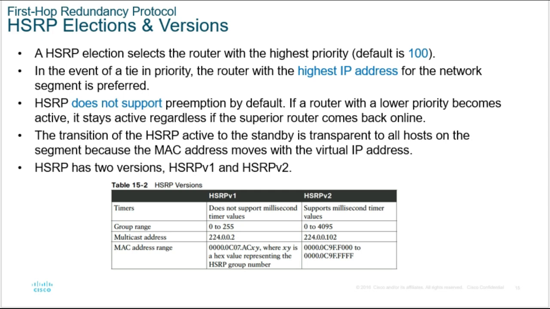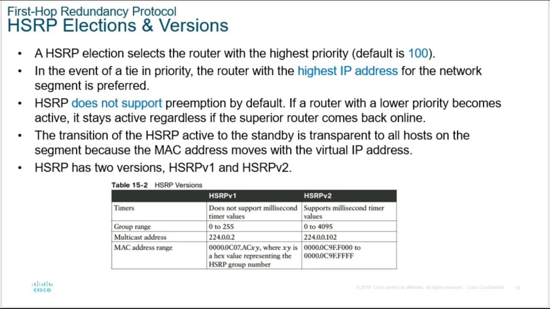So there is a concept of preemption. By default, HSRP does not support preemption. So that means if at first a router with a lower priority has become active, and then another router that has a higher priority joins the network in the HSRP group, it will not automatically become the active router. So the router that has become the active router and has the lower priority will stay the active router unless you configure it to be otherwise.